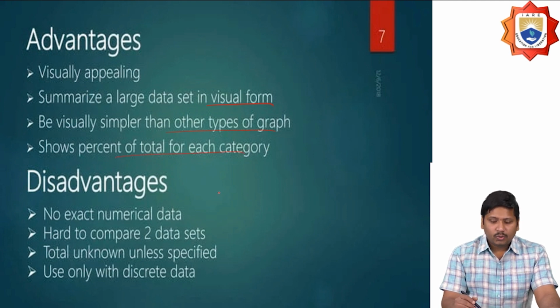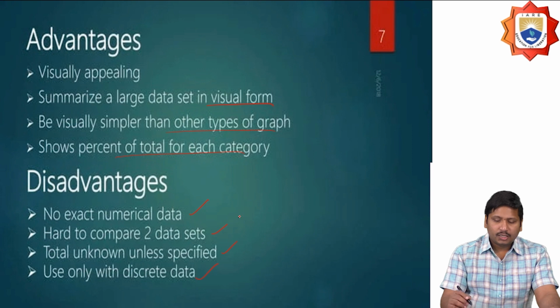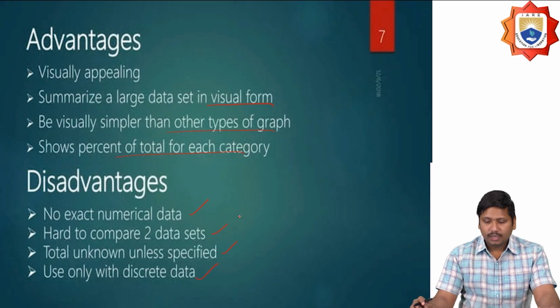When it comes to disadvantages, no exact numerical data is a disadvantage, and then it is harder to compare two data sets at a time with the pie diagram, the total is unknown unless specified, and it is used only with discrete data. These are the disadvantages of this pie diagram.